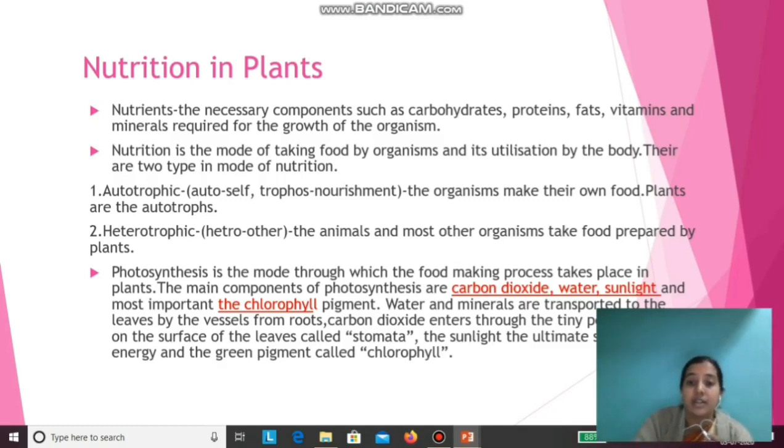Carbon dioxide enters through the tiny pores present on the surface of the leaves called stomata. It means carbon dioxide enters through the tiny pores present on the surface of the leaves called stomata. The sunlight is the ultimate source of energy, and the green pigment is called as chlorophyll.